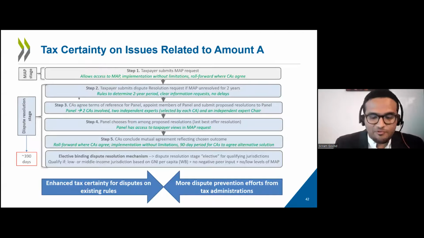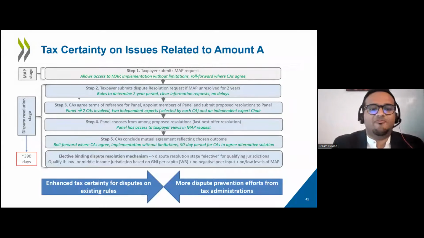Now, step 3 has some procedural steps for appointing a panel and giving the required information to the panel. One thing to note here is that each panel would have 5 members comprising the 2 competent authorities, 2 independent experts selected by each competent authority, and an independent expert chair. Important to note again that we have strict default rules to ensure that a panel is always set up.